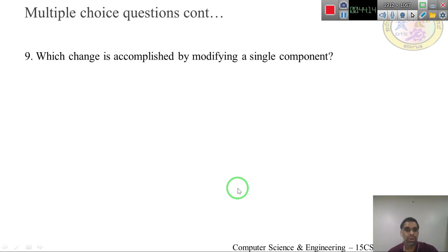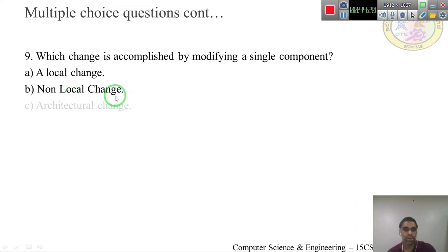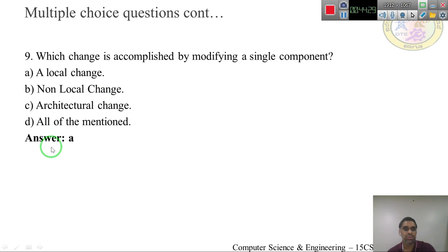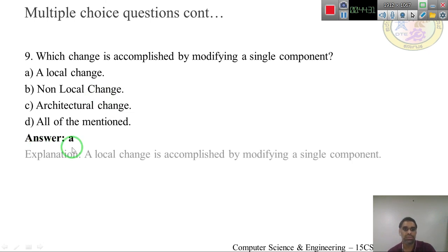Question number 9. Which change is accomplished by modifying a single component? A local change, a non-local change, an architectural change, or all of the mentioned? So what do you think? It is local change, right? So answer A will be the correct answer, because a local change is accomplished by modifying a single component.